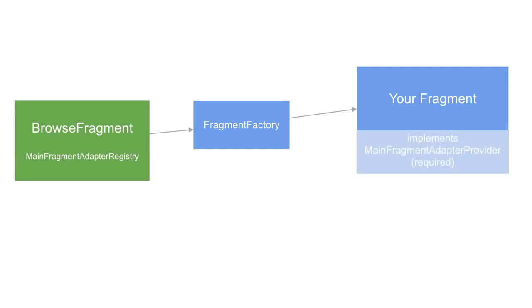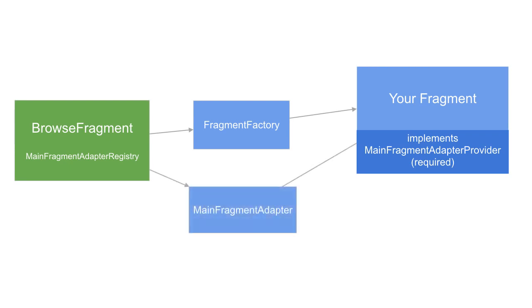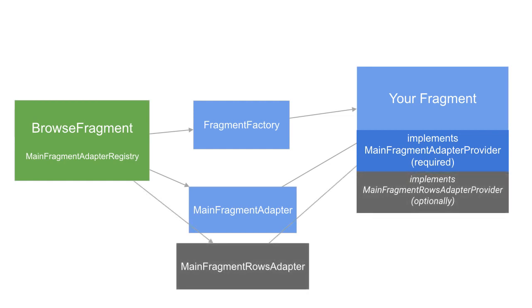Now your fragment must implement main fragment adapter provider. This is the interface that browse fragment uses to get hold of main fragment adapter. You may ask, what is that adapter? Well, main fragment adapter is the interface that browse fragment uses to communicate with your fragment for events such as, I'm starting the animation, or I'm running animation, or the animation is over, things like that. Now there is another optional component called main fragment rows adapter.